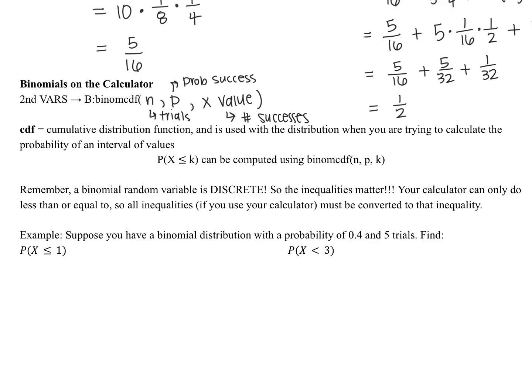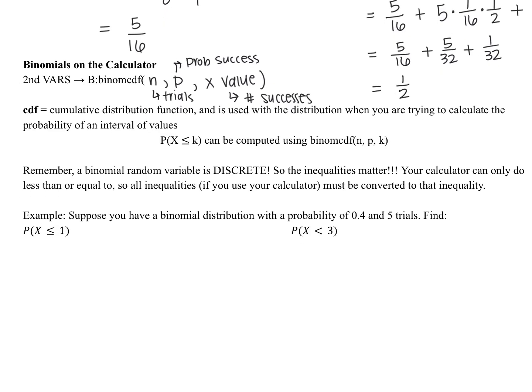So CDF represents the cumulative distribution function. And so it wants an interval. Now here's the thing, binom CDF can only do less than or equal to. So if you are doing a greater than or equal to, or even a greater than or less than, you have to rewrite it as a less than or equal to probability function first before you can use binom CDF. So we're going to talk about some ways you can write that, and we'll do some examples in the calculator.